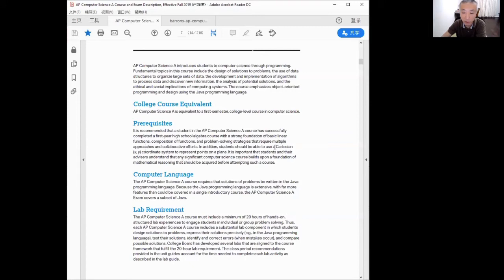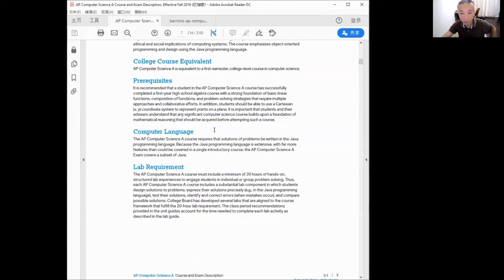In addition, students should be able to understand or use Cartesian coordinate systems, basically how you think about the graph in a coordinate system in a plane. I don't really think that's needed in coding, but that will be a great help. And it asks the students and their advisors to understand this course is built upon the foundation of mathematical reasoning. So basically, this prerequisite looks pretty hard, but actually, I don't think the standards are that high.